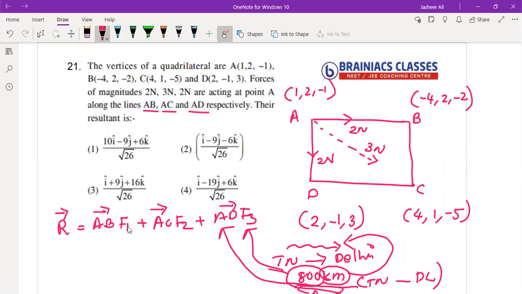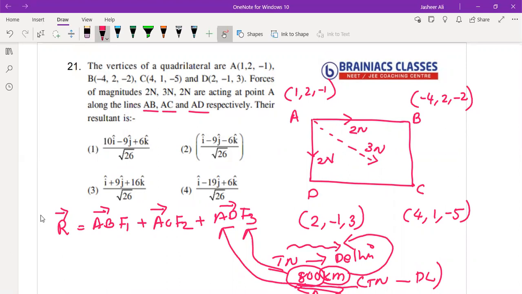That's what we are writing. F1 is the magnitude and its direction is AB. F2 is the magnitude, its direction is AC. F3 is the magnitude, its direction is AD. Okay, then what will we get totally? If you add all the vector quantities, we'll get the resultant of the vectors. This is what we are going to do.